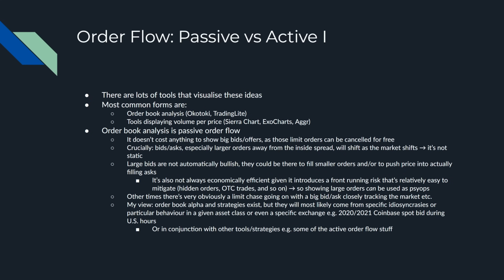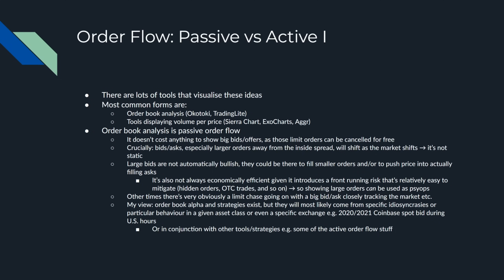Now, what's the difference? Order book analysis and all of its derivatives is essentially passive order flow. That is to say, the main thing to focus on, it doesn't cost anything to show those big bids and offers, as those limit orders can be cancelled for free, right? And crucially, those bids and asks, especially larger orders away from the inside spread, will shift as the market shifts. It's not a static thing.